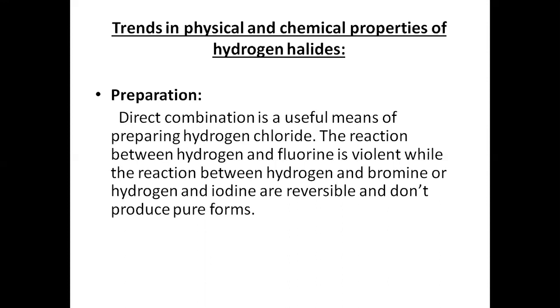While mixing hydrogen and bromine, we get hydrogen bromide. Like that, mixing hydrogen and iodine gives hydrogen iodide. The reaction is reversible, and reversible means the reaction is in equilibrium.